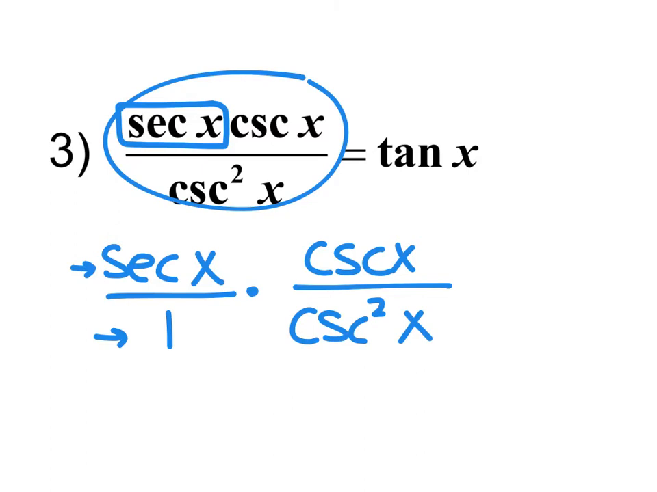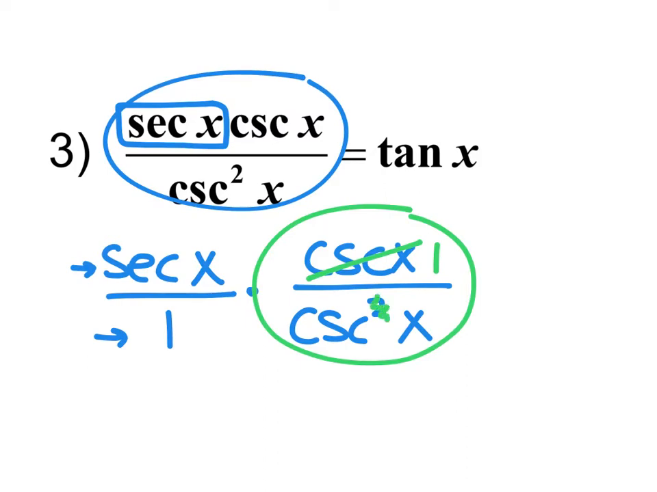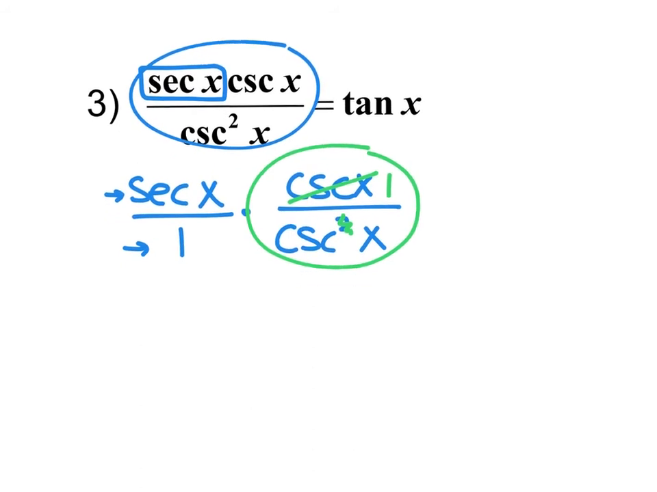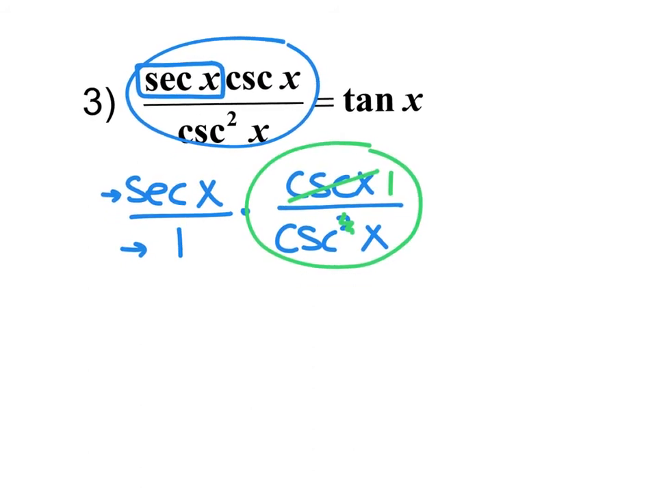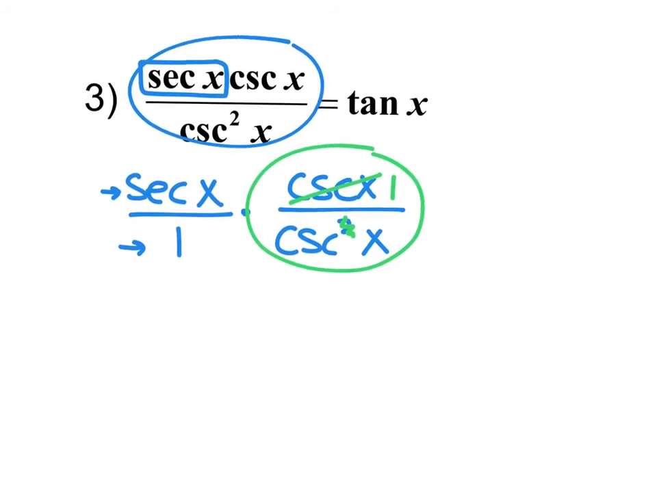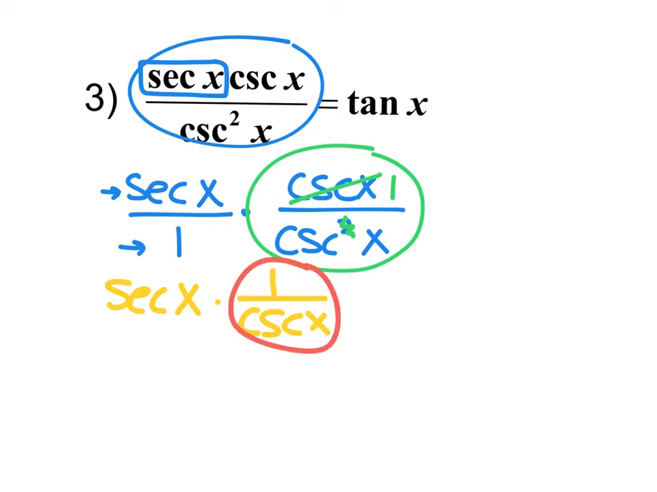Here's why I did that, because this can reduce to 1 on top and then just cancel one of the cosecants on the bottom. Oh yes, all right, I just realized I'm going to get this. That makes me happy. I hope that's how you guys react when you see a problem and you're like, I don't know what to do, and then all of a sudden it clicks and you're like, oh yeah, heck yeah, I got this. All right, so what I'm left with is secant x times 1 over cosecant x. But 1 over cosecant is sine.